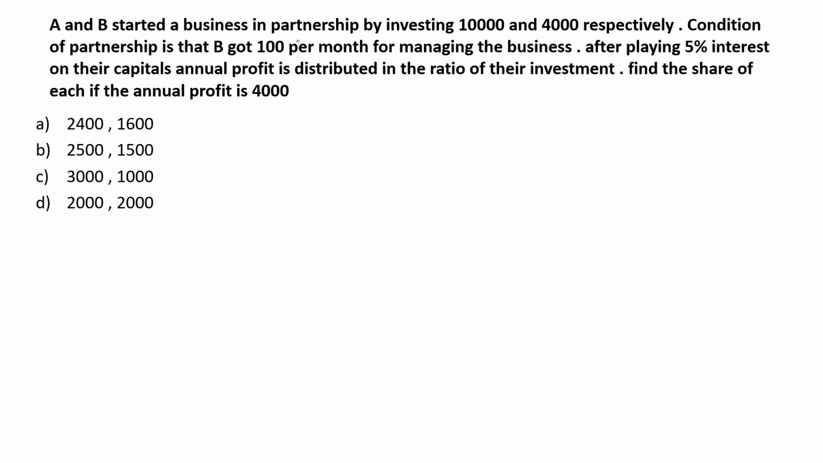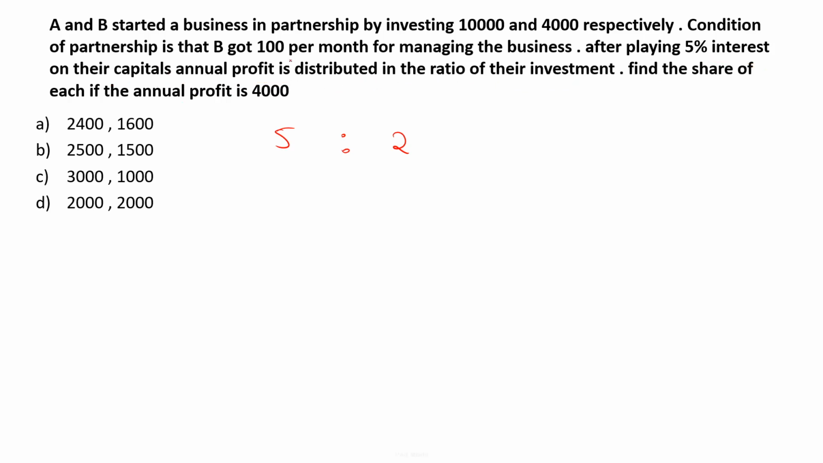A and B started a business with 10,000 and 4,000. That means the ratio of investments of A and B would be 5:2. The simplified ratio of investments is nothing but 5:2. And there is a condition in the partnership that B got 100 per month for managing the business. After paying 5% interest on their capitals, the annual profit is distributed in the ratio of their investments. Find the share of each of the annual profit of 4,000.